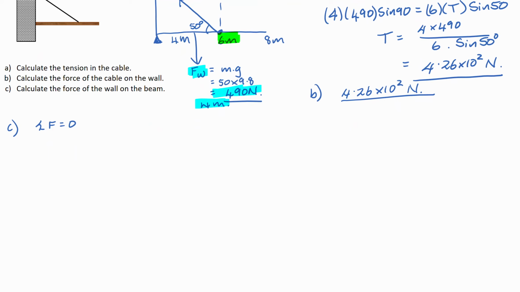So what forces do we have? We have our weight force, which is 490, and we also have the tension of the cable, which is 426, and this is something here that we don't know. Now, we don't know what the angles are here. The only angle we know is this one here.